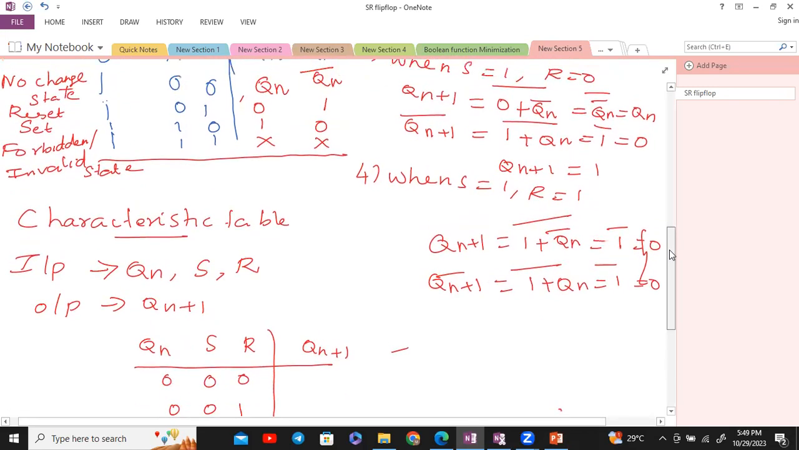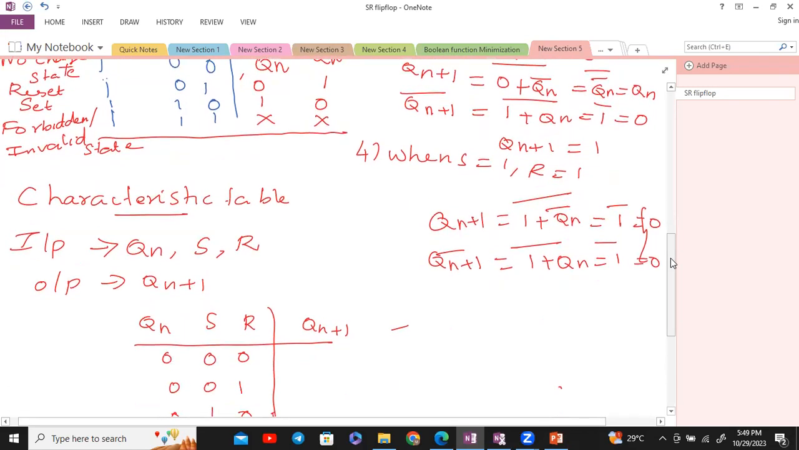For 0, 0, you have the present state. Now the present state Qn, what is the present state? As per your truth table, the present state Qn is 0. So what is your output then? It is nothing but 0. Now come to the condition 0, 1. 0, 1 means it is reset state. What is the output? You have the output 0.